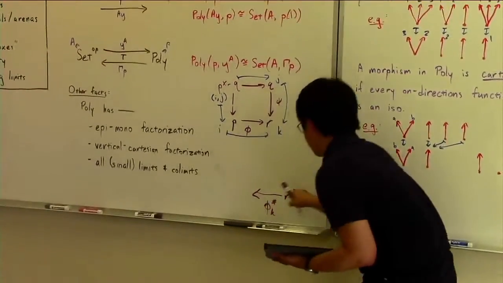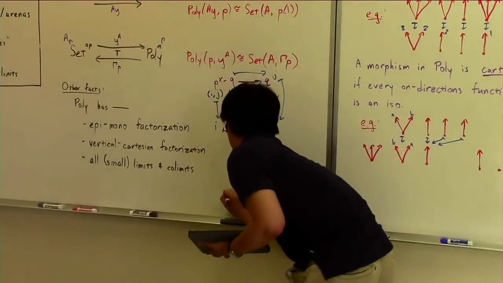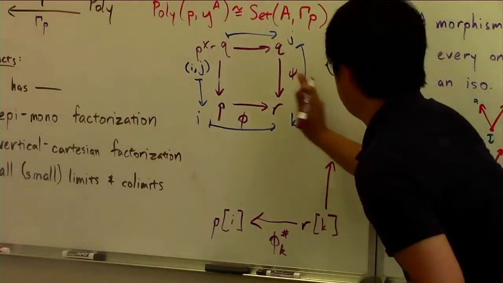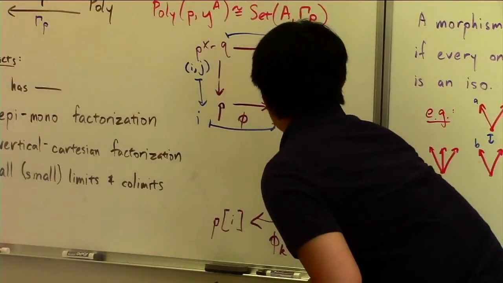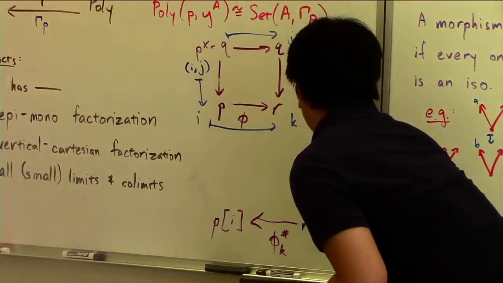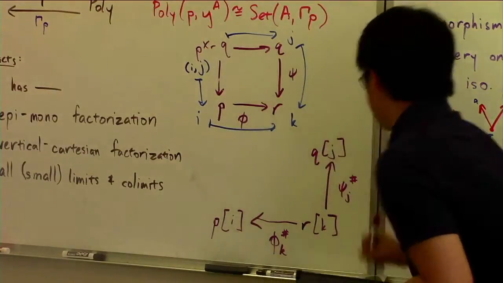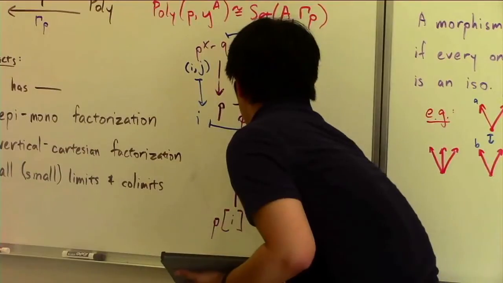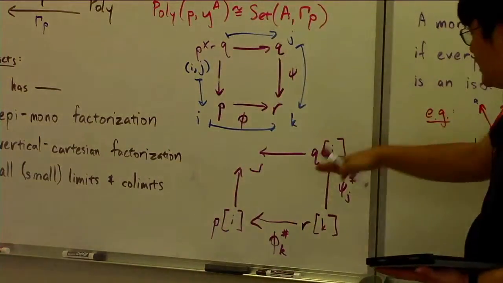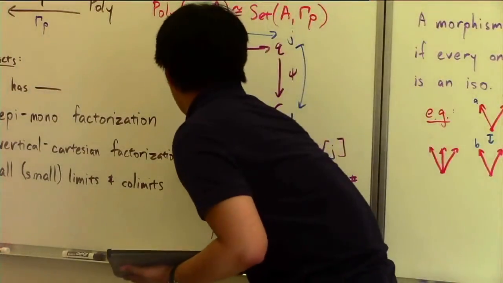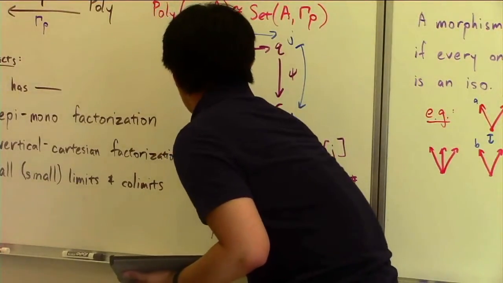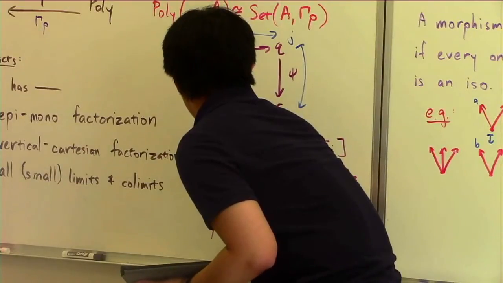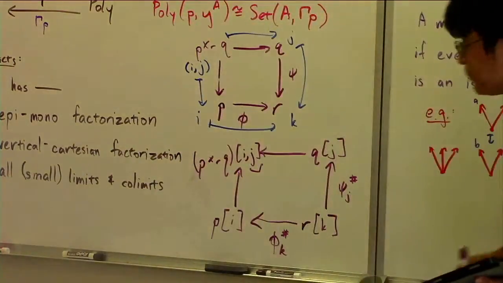So phi sharp sub k over to p bracket I. You also get a map according to psi up to q bracket j. So this is psi sub j, psi sharp sub j. And if we build this pushout, this is going to be exactly what we want for the directions at I comma j of our pullback.